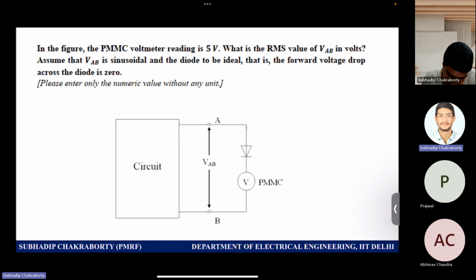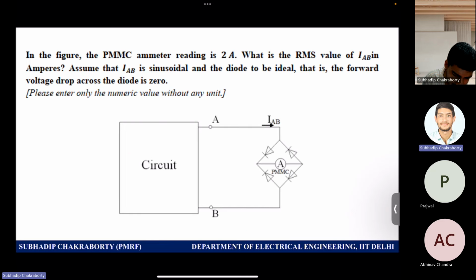So this was the arrangement. Hope you can do this problem. The same problem is there and it is asking you. Just read this problem. This problem is a full bridge kind of arrangement. Hope you know what a full bridge is. It allows both the positive and negative half and brings it to the positive half cycle. There is a rectified one.